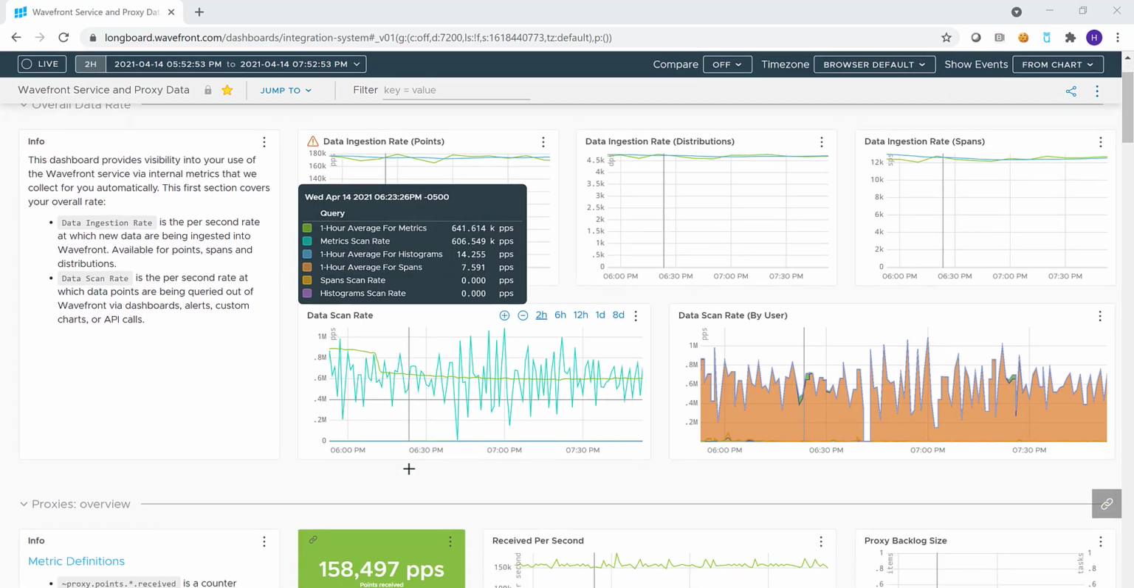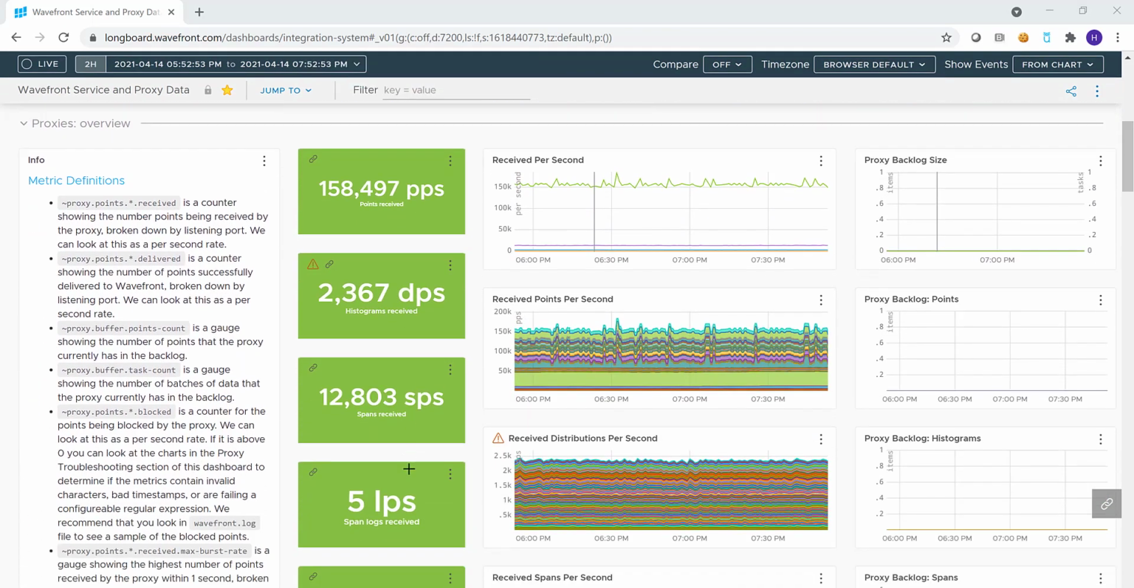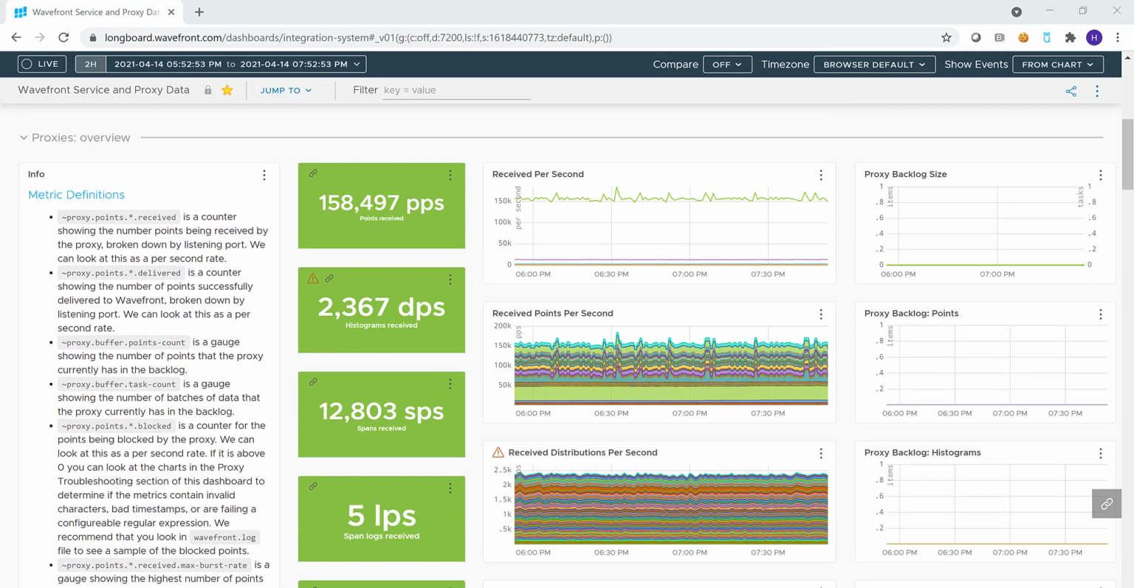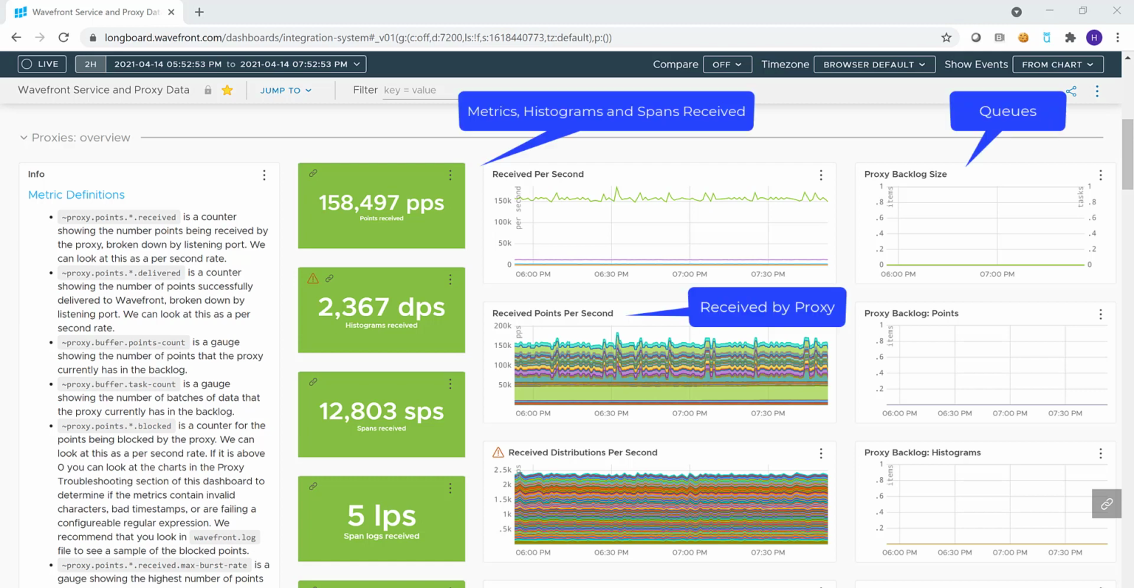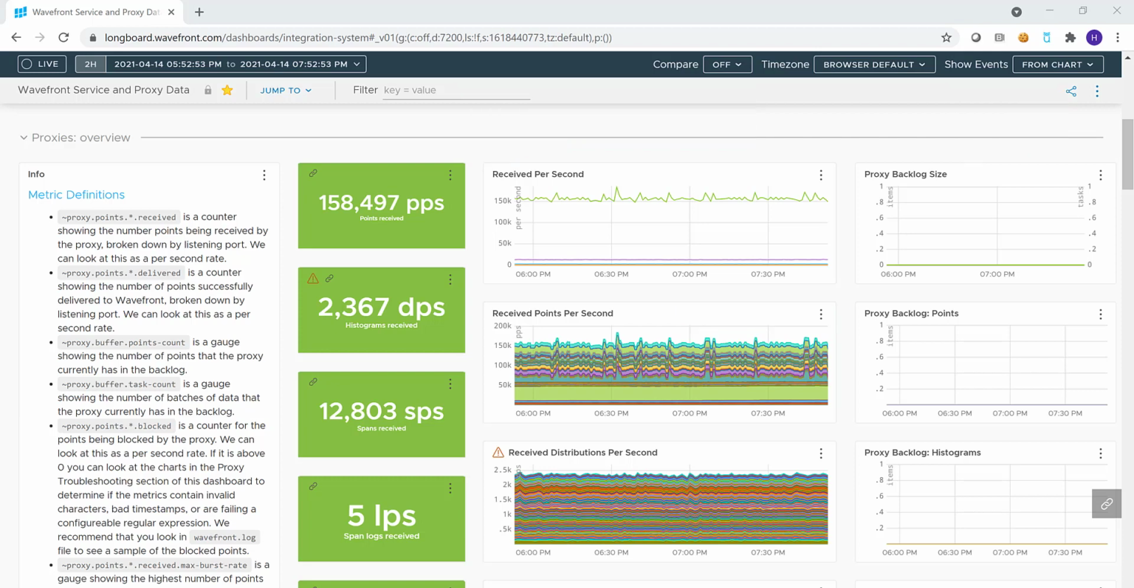The next section relates to how well the proxies are performing. Proxies are our preferred method of sending data. These charts break down the rate at which proxies are receiving the data and if there are any built-up queues. From a monitoring perspective, as long as the queues keep draining, there should be no concern. We would be concerned if queues kept rising.